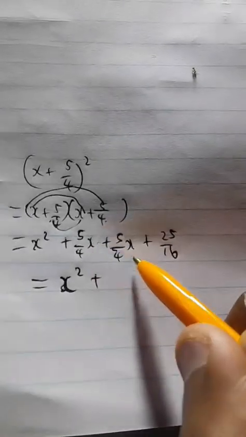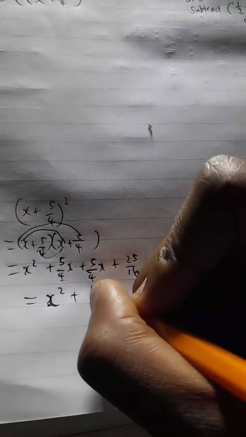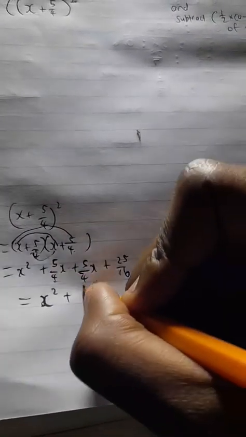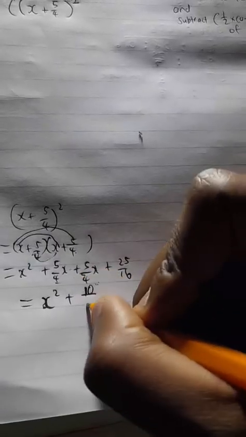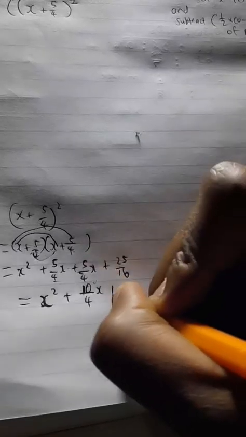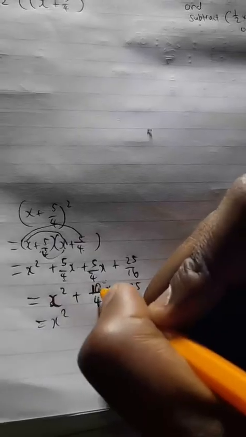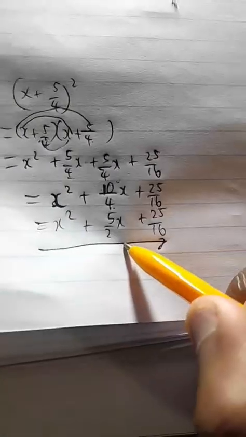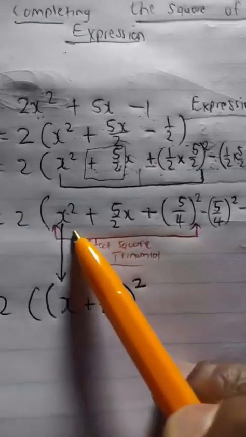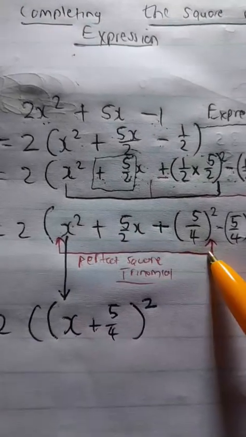In essence, you get this answer, x squared. Now this 5 over 4x plus 5 over 4x are like terms. And when the denominators are the same, what do we do? We add the numerators, and the denominator, obviously, since it's the same, we keep it like that. But remember, 10 over 4 can be simplified to 5 over 2x plus what? Plus 25 over 16.